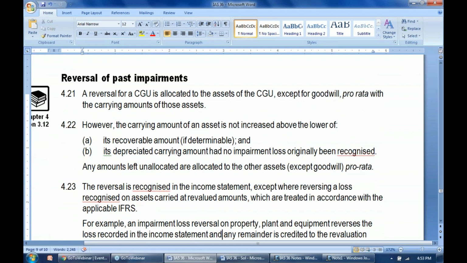Reversal of past impairment. A reversal of impairment loss on a cash generating unit is allocated to the assets of the cash generating unit, except for the goodwill, pro rata with the carrying amount of these assets. This is the first important thing.